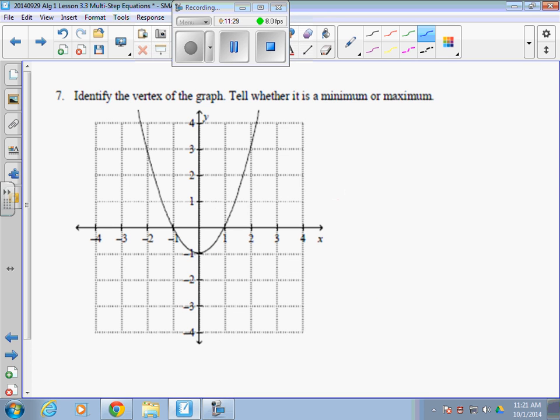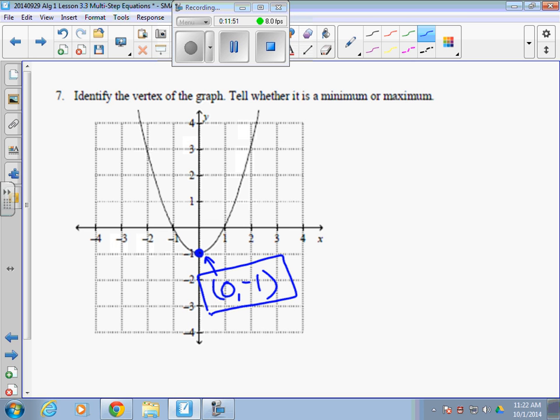Number 7 is identifying the vertex of the graph. Remember, the vertex is either going to be the point that is the highest or the lowest point. This point right here is the vertex of that graph. Its x value, it doesn't go left or right at all, so its x value is 0. Its y value is negative 1. The vertex is 0, negative 1.